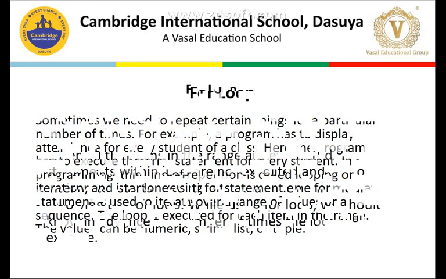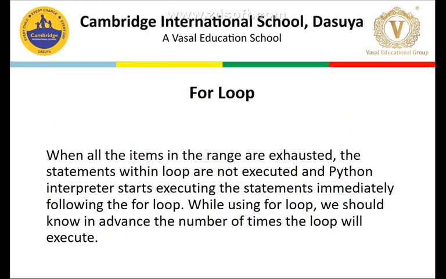Moving a bit further on the for loop. When all the items in the range are exhausted, the statements within the loop are not executed. So when the condition is met, the control comes out of the loop and the Python interpreter starts executing the statements immediately following the for loop. While using the for loop, we should know in advance the number of times the loop will execute. This is the precondition for a for loop, that we must know beforehand how many times the loop will be executed.